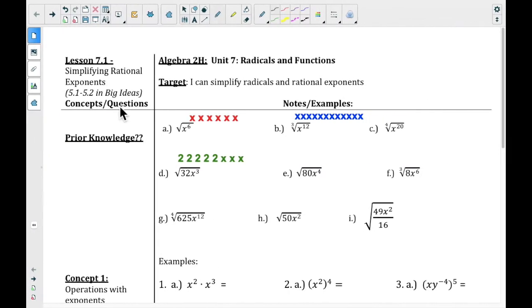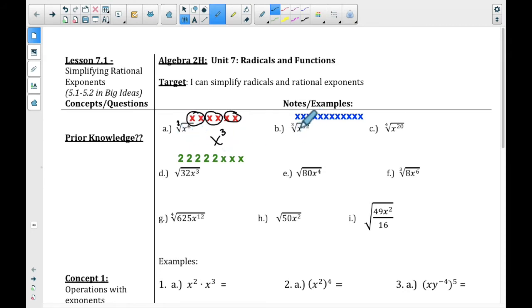So when we talk about taking square roots, x to the 6 is like 6 x's, right? But the square root is like the second root. There's like a little 2 in that corner, which means we need to find how many groups of 2 are there. Well, there are 3 groups of 2, so the answer is x to the third. So the square root of x to the 6 is x to the third.